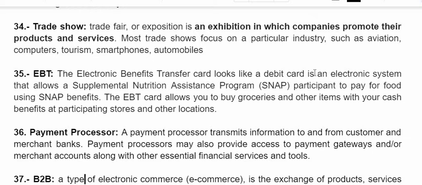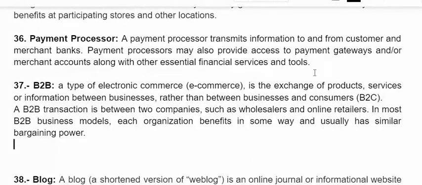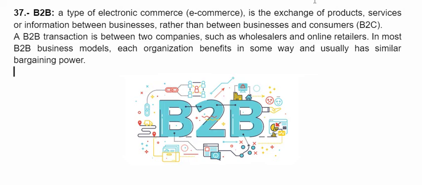Payment processor. A payment processor transmits information to and from customer and merchant banks. Payment processors may also provide access to payment gateways and/or merchant accounts along with other essential financial services and tools.